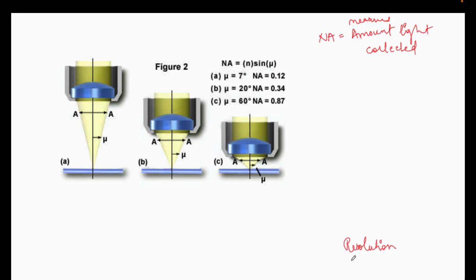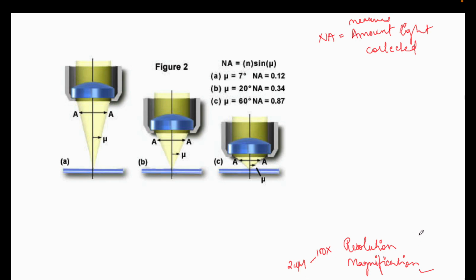There is resolution and there is magnification too. Magnification is nothing but we can magnify. So we have a 2 micron E. coli cell. This 2 micron E. coli cell we can magnify by 100x, using oil immersion. So this 2 will become 200 micron, and 200 micron is visible to our naked eye. That's why we are able to see E. coli under the microscope but not with our naked eye.